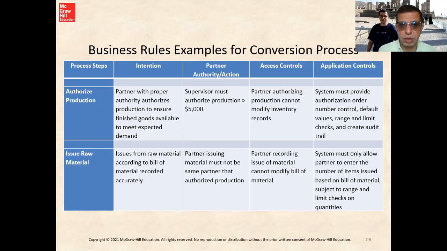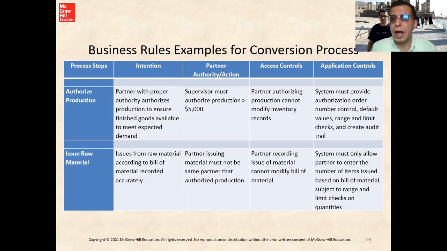In the authorization, the intention is that a partner with the proper authority authorizes the production to ensure the finished goods are available to meet the expected demand. The partner should supervise the authority. It should be more than 5,000. If it's less than 5,000, it can be done automatically. But if it's more than 5,000, it should be authorized by a supervisor.